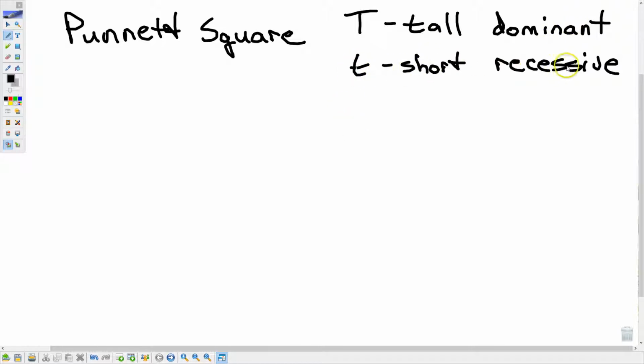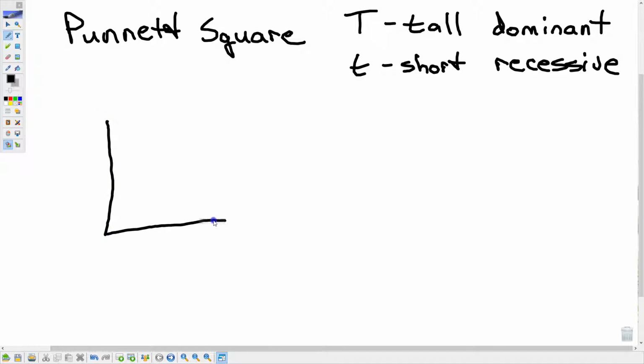Little t, short, recessive. When we put these together, now we can say homozygous dominant, big T big T, it's tall. We can say big T little t, heterozygous, it's still tall because it has a dominant allele. And then little t little t, homozygous recessive, is short, because the only way to have a recessive trait is to have both of them, one from each parent. So what we're going to do is cross two heterozygous parents.